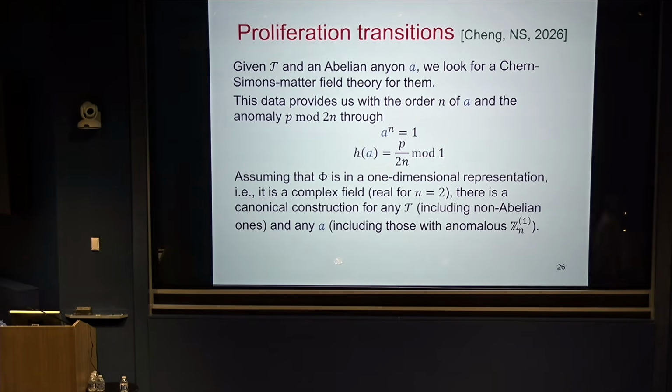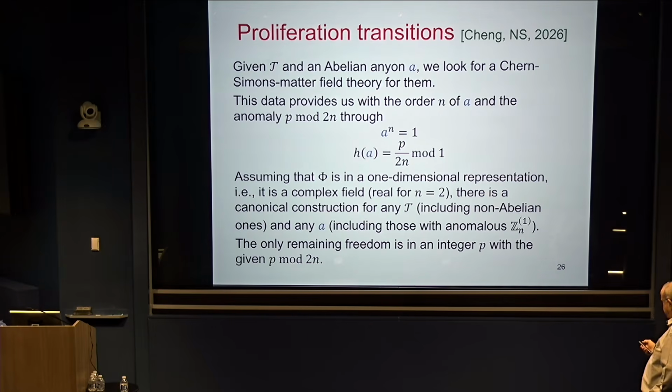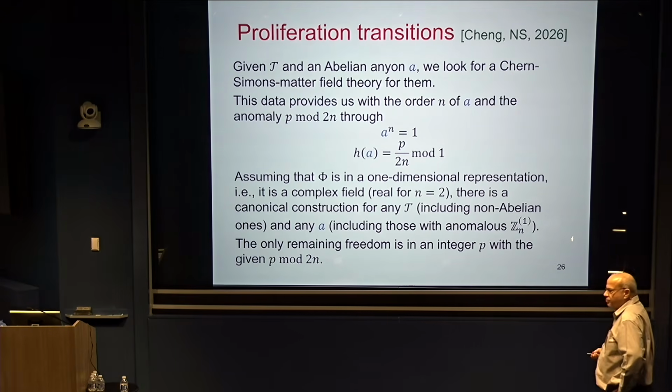So the question I'm going to pose now is, given this data, TQFT, choice of an abelian anion, and I'm allowing one complex scalar field for the transition rather than a multidimensional representation, what are the possible transitions? So it turns out that there's only one more piece of data that completely nails it down. It's this integer p, which appears here, but this determines it only mod 2n. So I think of it as an arbitrary integer p, and that turns out to be all there is.